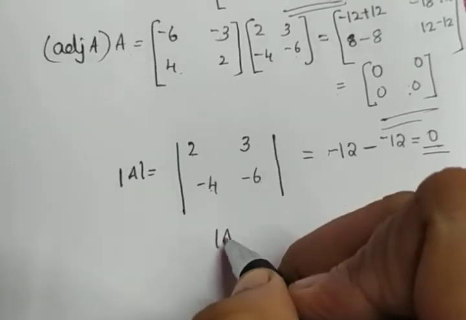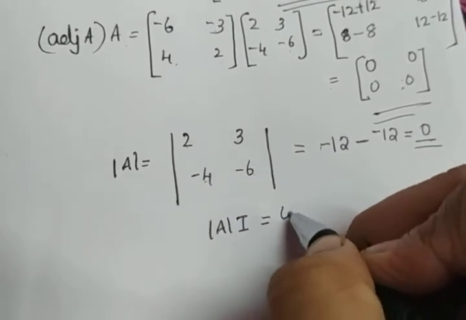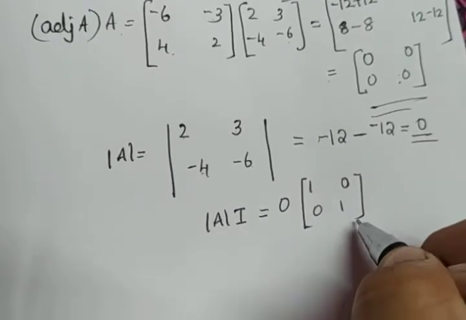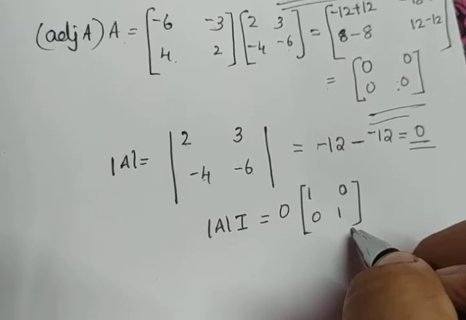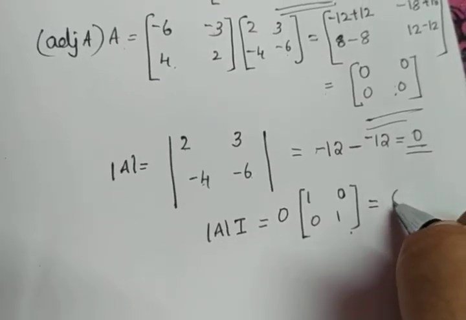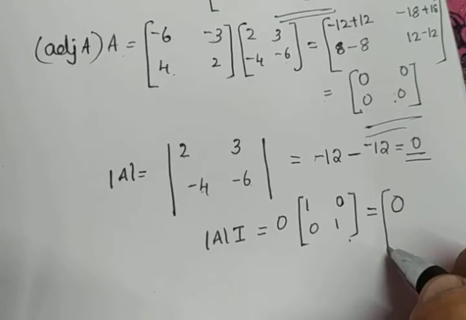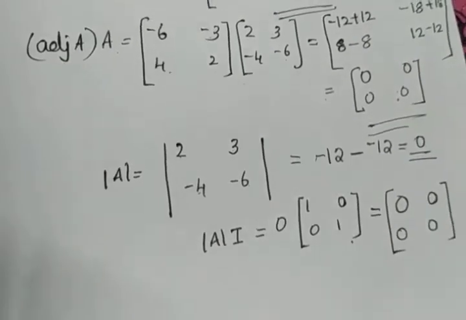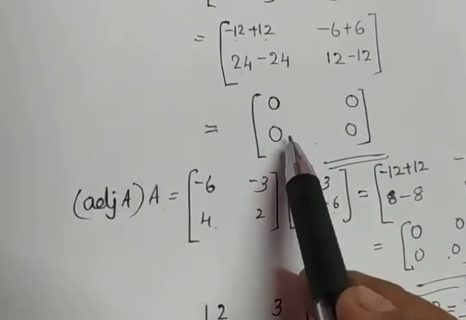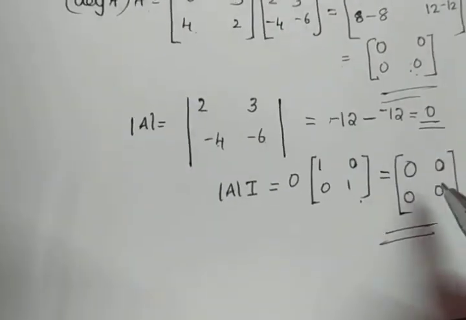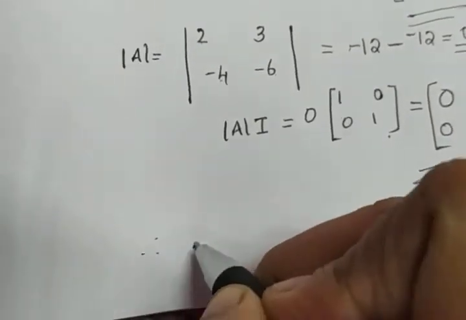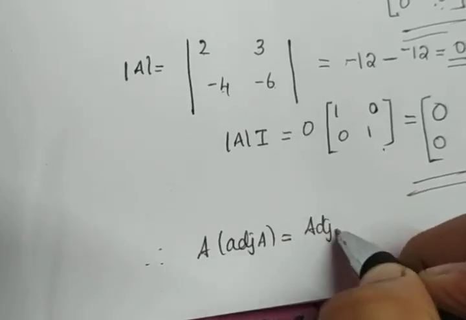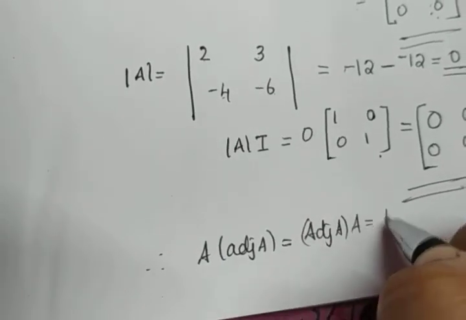Okay, again det A into I. Calculate det A into I. That is 0 into unit matrix 1, 0, 0, 1. I took a 2 by 2 matrix because the given matrix A was of order 2. 0 into any number or any matrix will give you the value 0. Since it is a matrix, don't write 0, write the matrix 0, 0, 0, 0. So we are getting A into adj A equal to adj A into A equal to determinant A into I. Therefore, A into adj A is equal to adj A into A is equal to det A into I.